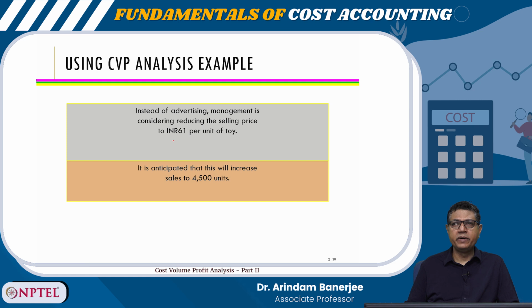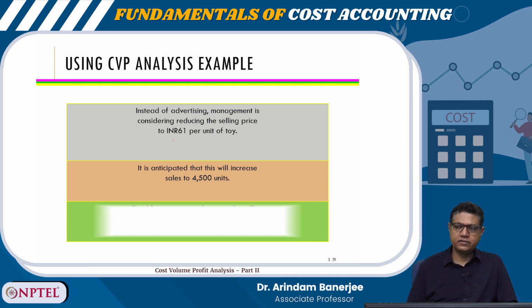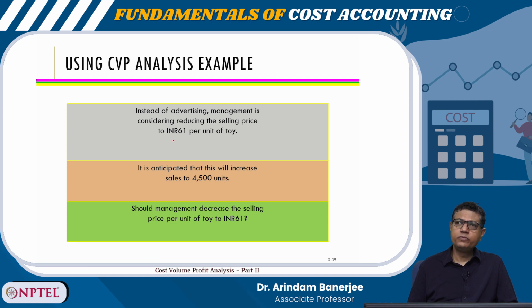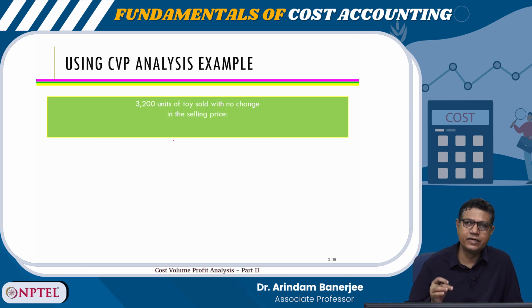So, it is anticipating that if it reduces the selling price to 61, the original price was 70 if you remember, then the demand will increase to 4,500 units. So, if it happens, then should management decrease the selling price per unit of toy to 61? This is the question. So, management needs to take a decision.